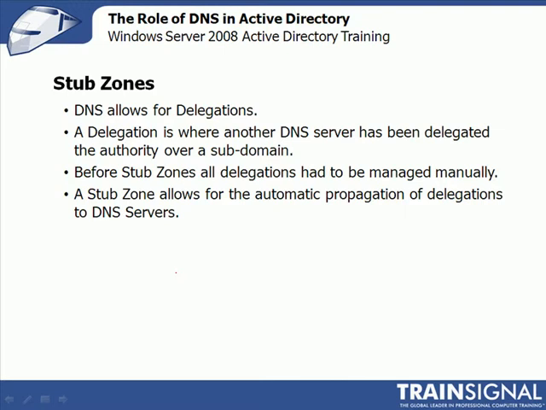Now, before we had stub zones, all of these delegations had to be managed manually. So if a second server, or a third, or fourth, or fifth, etc., were to come online and we wanted it to be authoritative over na.globalmantics.local, we would have to manually add it to the delegation on the DNS server which was authoritative for globalmantics.local. A stub zone allows for the automatic propagation of delegations to the parent DNS servers. So let's go take a look at this.